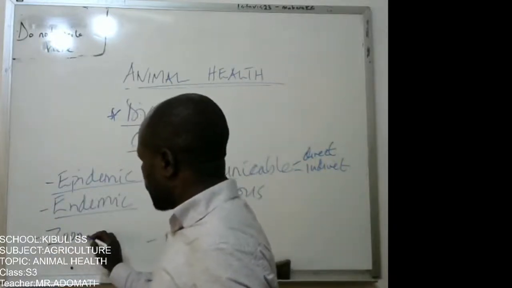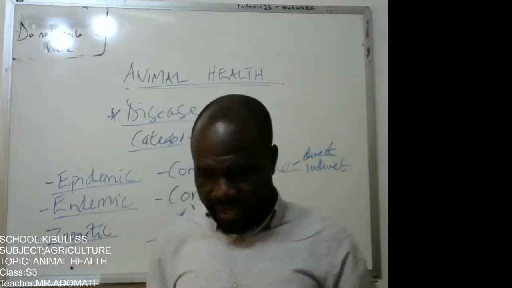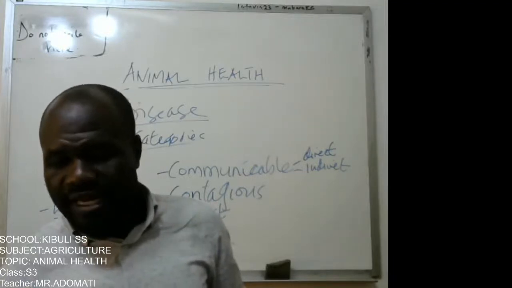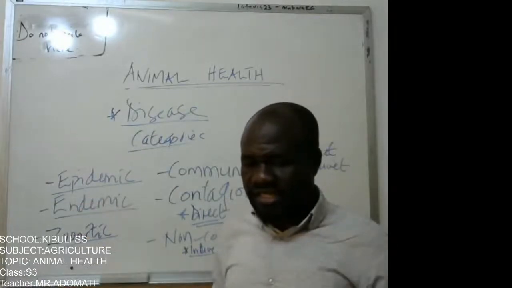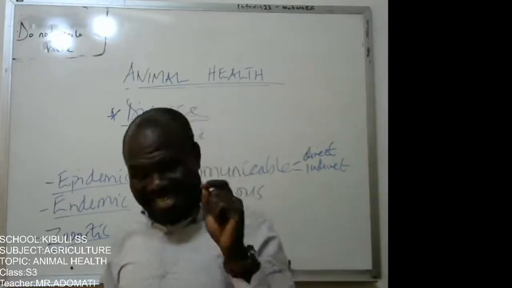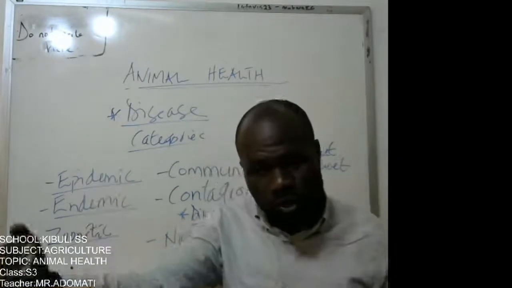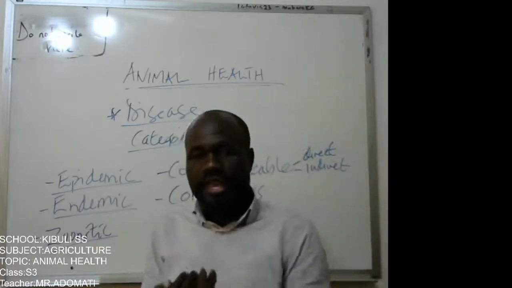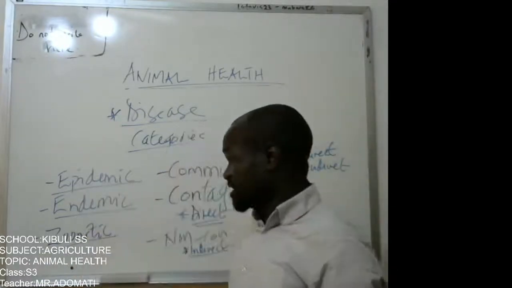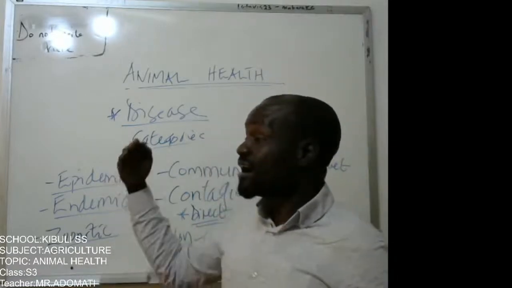These diseases are many. The zoonotic diseases, Z-O-O-N-O-T-I-C. Now you may be asking yourself, what are these? Zoonotic diseases are diseases that attack animals, but can be transmitted to human beings as well. A disease is called zoonotic when it can attack animals, but can be transmitted to humans. If you're a farmer taking care of the animals, and the animals get that disease, if you are not careful, you will also get it. They attack animals but can also attack humans.